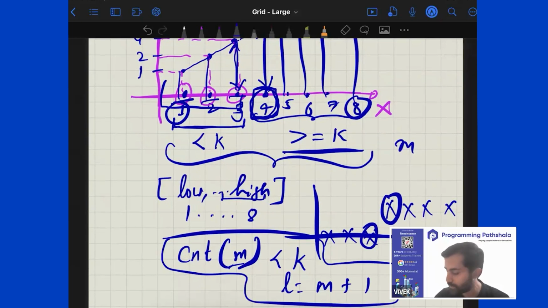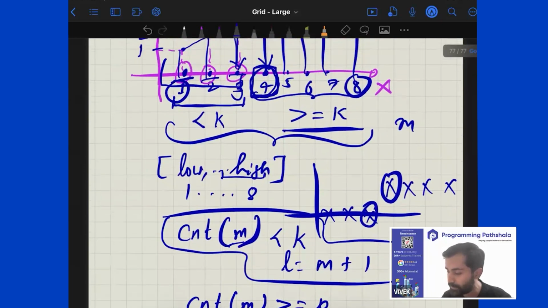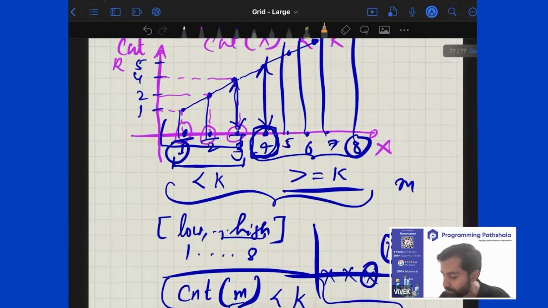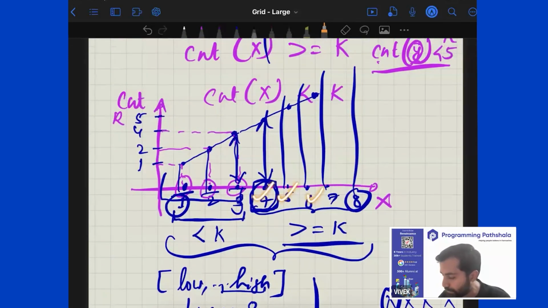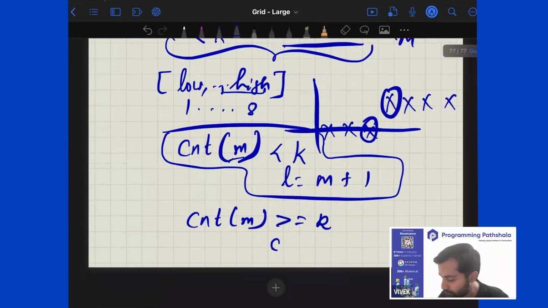Okay. On the other hand, if count of mid is greater than or equal to k, mind it, that means you are in this zone, correct? Because for all of these values, 4, 5, 6, 7, 8, the count that you have got is greater than or equal to 5. Now, how do you decide whether you are at the answer or not? For that, you can immediately check the count for mid minus 1.